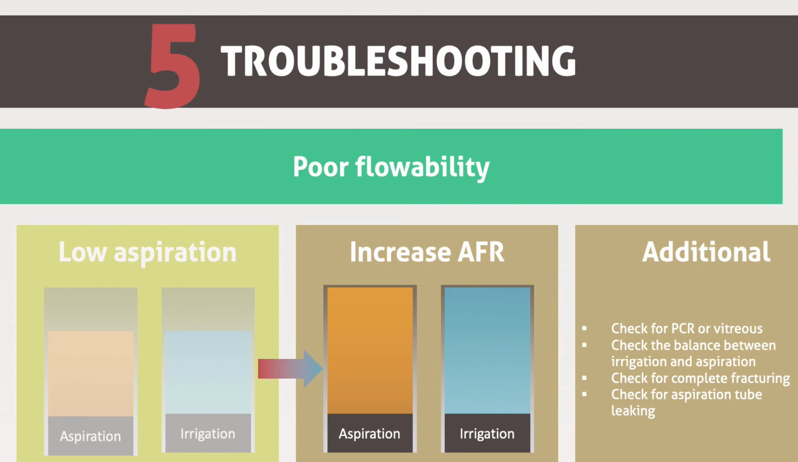Another thing that we should check for is the bottle height. Maybe it is excessively high. For example, if the bottle height is 120 and the aspiration is only 15, for sure the flowability will be compromised. The third thing, we have to make sure that we have complete fracture of the nucleus. And the last thing is to check the aspiration tube leakage.